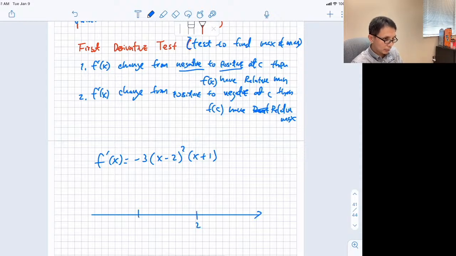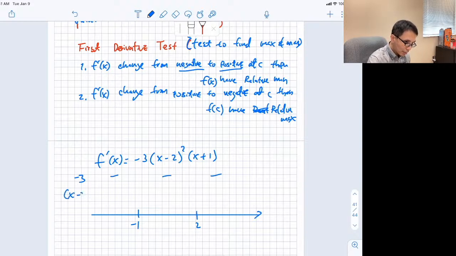Do I test 0? No, because -3 cannot equal 0. Now, do I write down the -3 here? Yes, I do. It's going to be negative, because it contributes the sign to the whole number line. Does that make sense? Do I write down x minus 2 squared? No, well, I don't have to, because it's all positive. Something you have squared is all positive. And then just x plus 1.